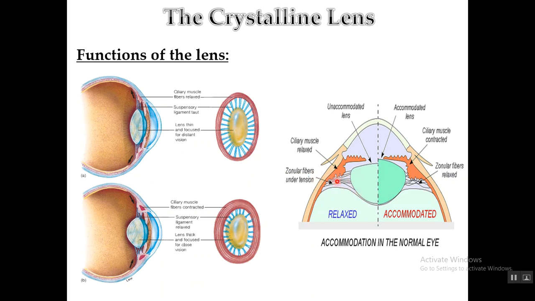Here, the ciliary muscle is relaxed and the suspensory ligament is stretched, so the lens is less convex. But when the ciliary muscle contracts, the suspensory ligament or zonular fibers will relax, and this will increase the convexity of the lens, or increase its power. This is the function of the lens. So the functions of the lens: number 1, refractive medium; number 2, accommodation; number 3, absorb ultraviolet rays.